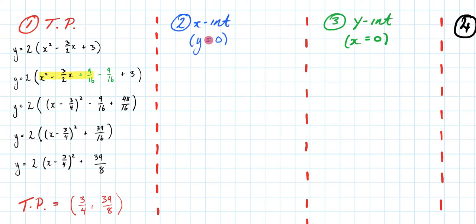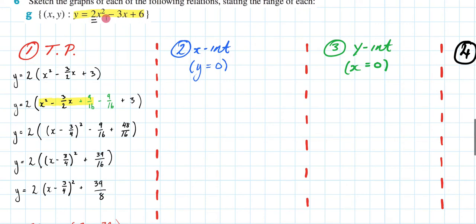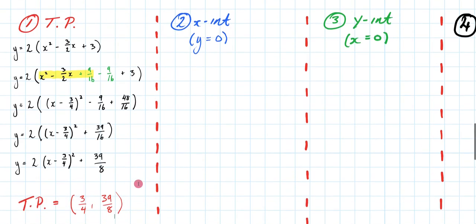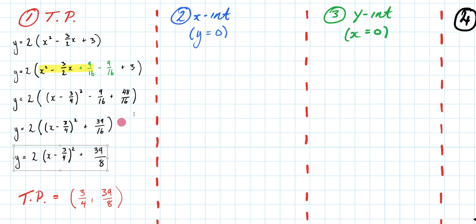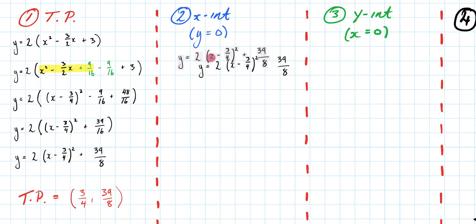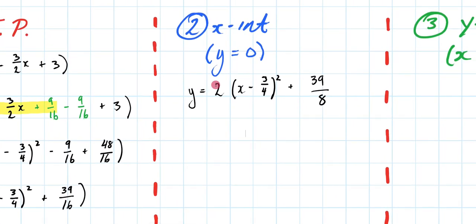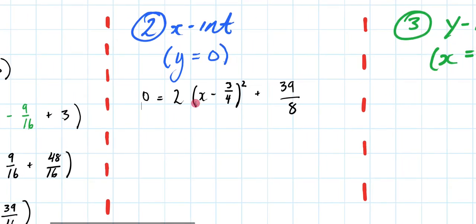Now, we know that to find my x-intercept, I'm going to let y equal 0. There are numerous ways I could do this. I could take this and let y equal 0 and then try to factorize it. Or I could take this, put this here, and then set my y equal to 0, and then try to solve it. And what we're going to find is something rather interesting. So I'm going to rearrange. So I'm going to minus 39 over 8 from both sides. Minus 39 over 8 equals 2 x minus 3 over 4 squared.